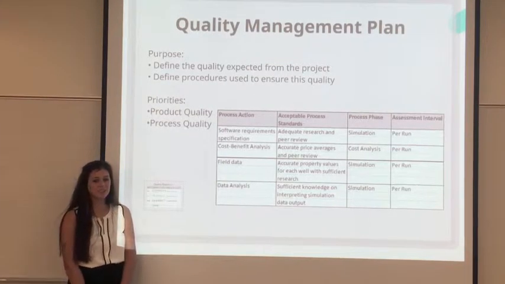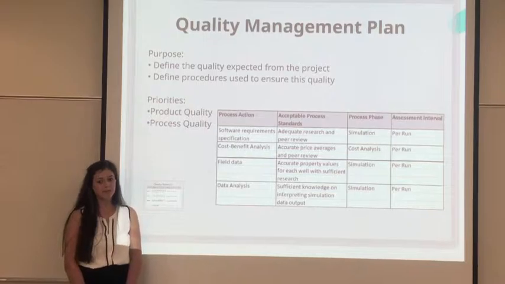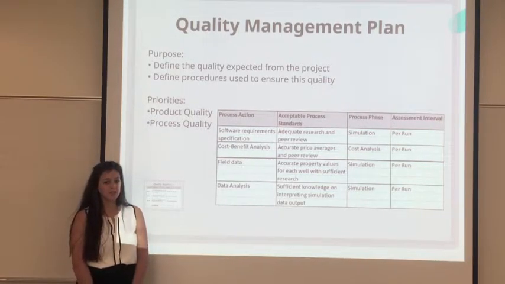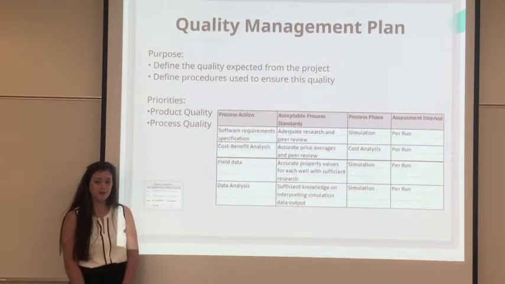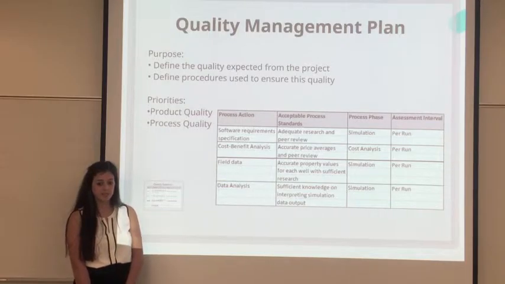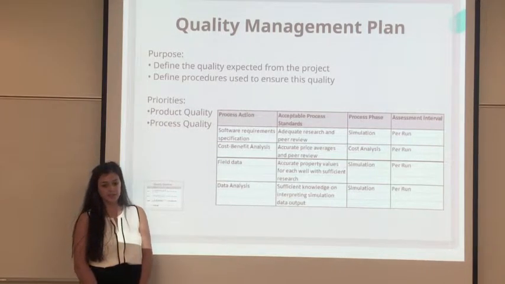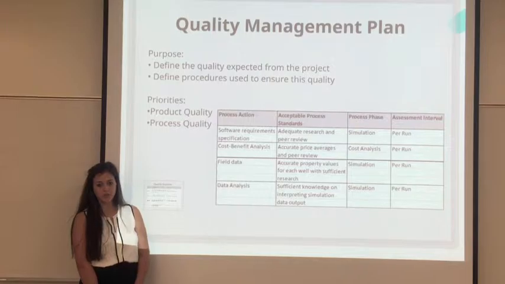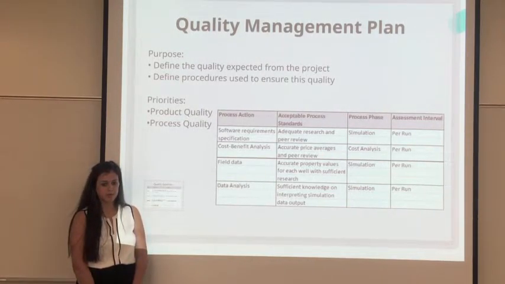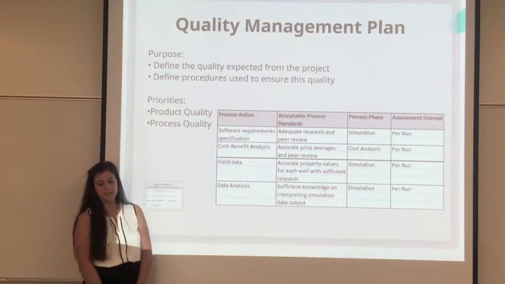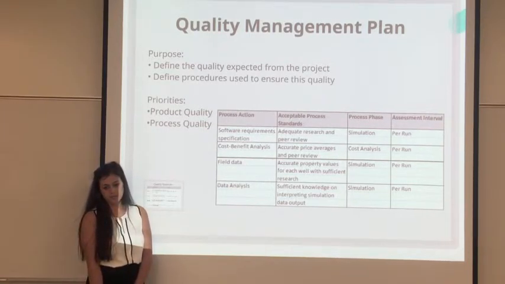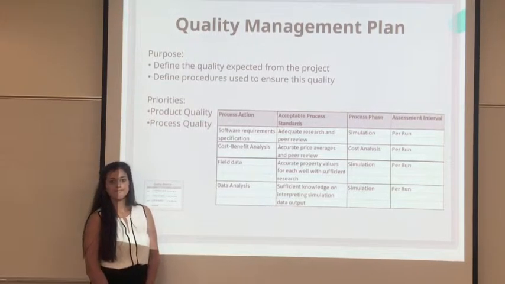My name is LaRicci, and today I'll be talking about the quality management plan for our project. The purpose of this plan is to define the quality expected from the project and the procedures used to ensure this quality. Our top priorities for this project are the product and process qualities. In the table shown, you can see all the necessary processes that must be taken along with their acceptable standards in order to ensure quality for our project.